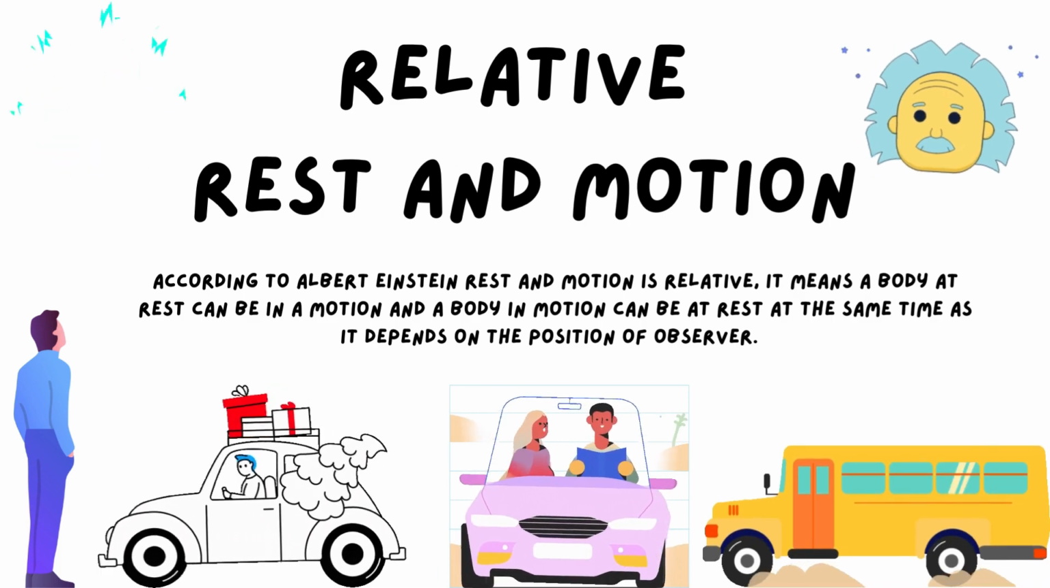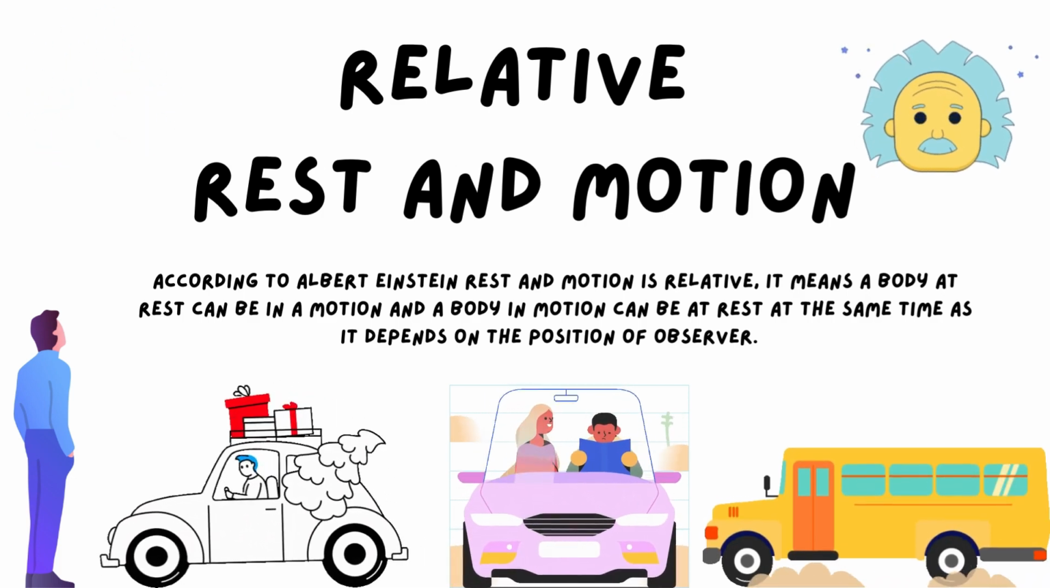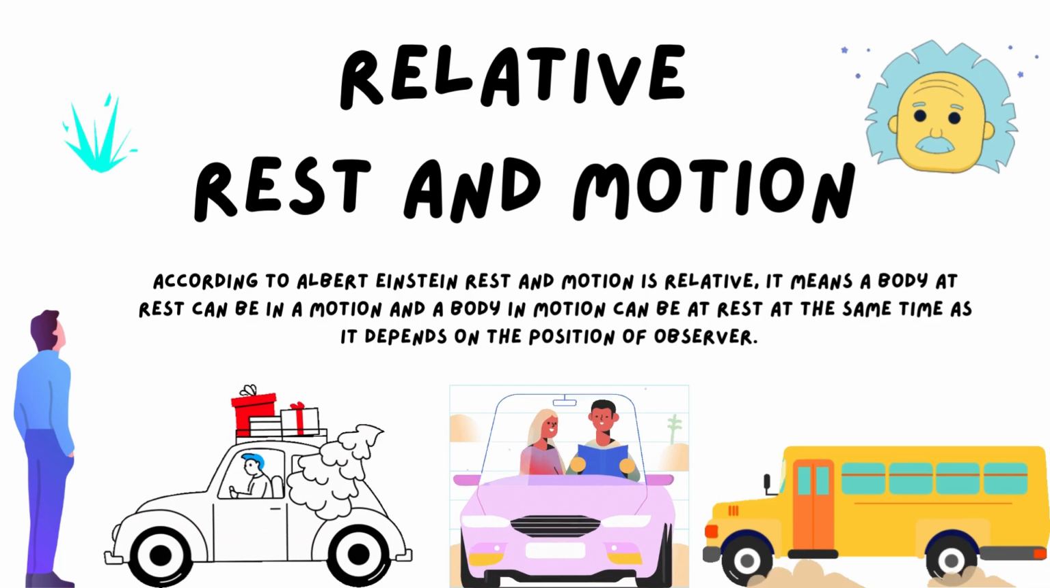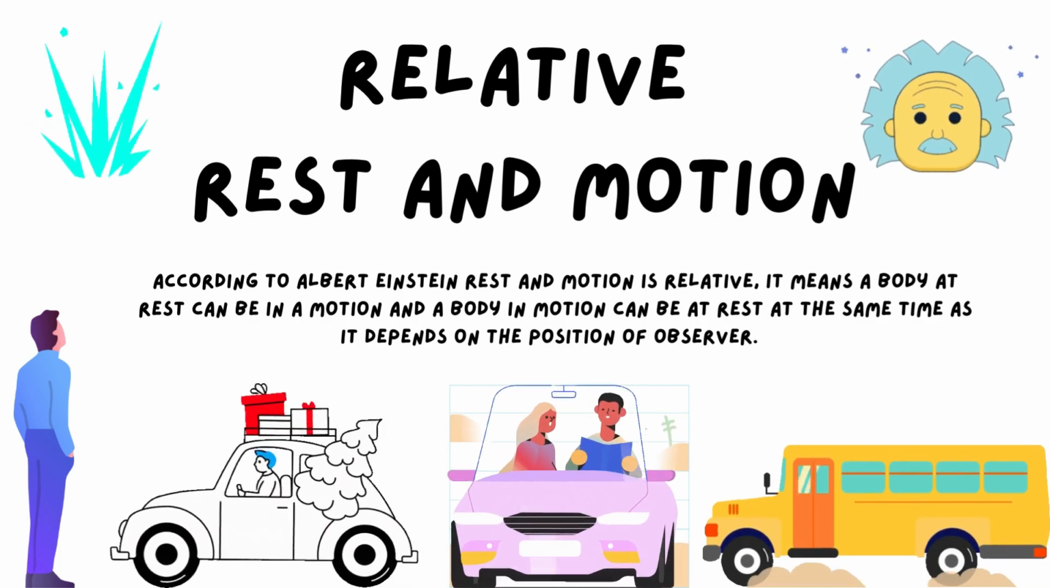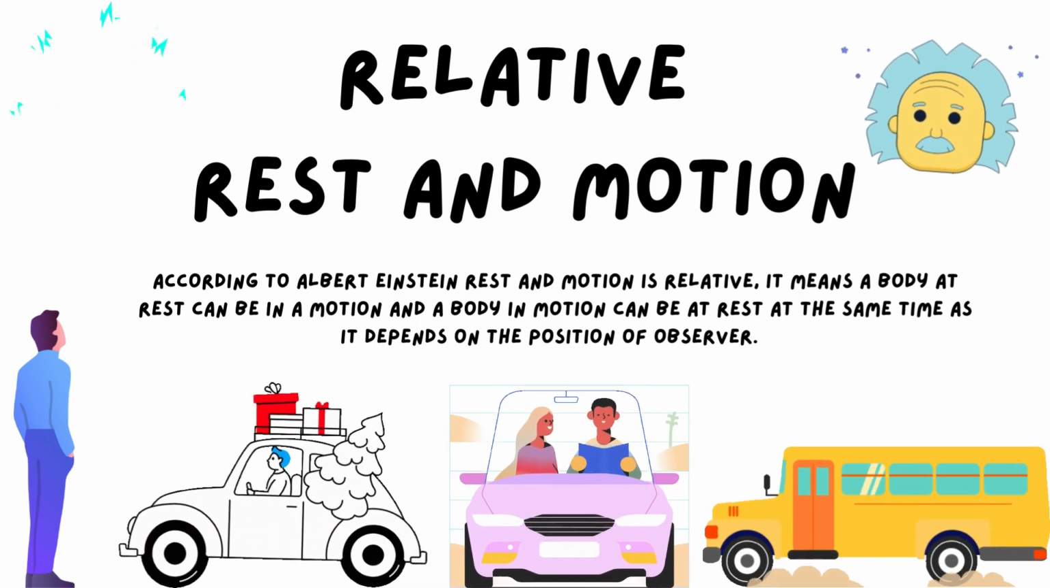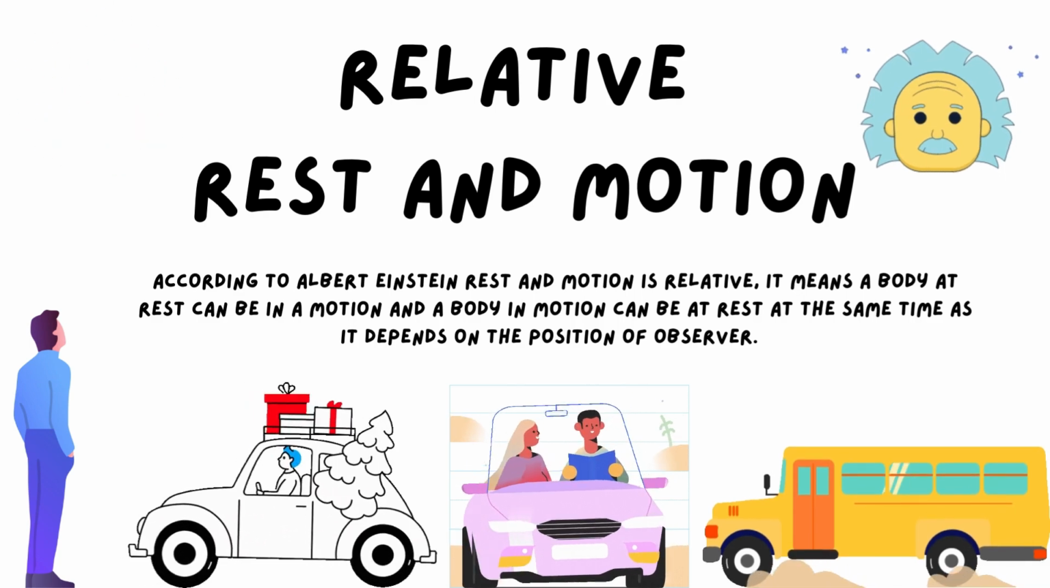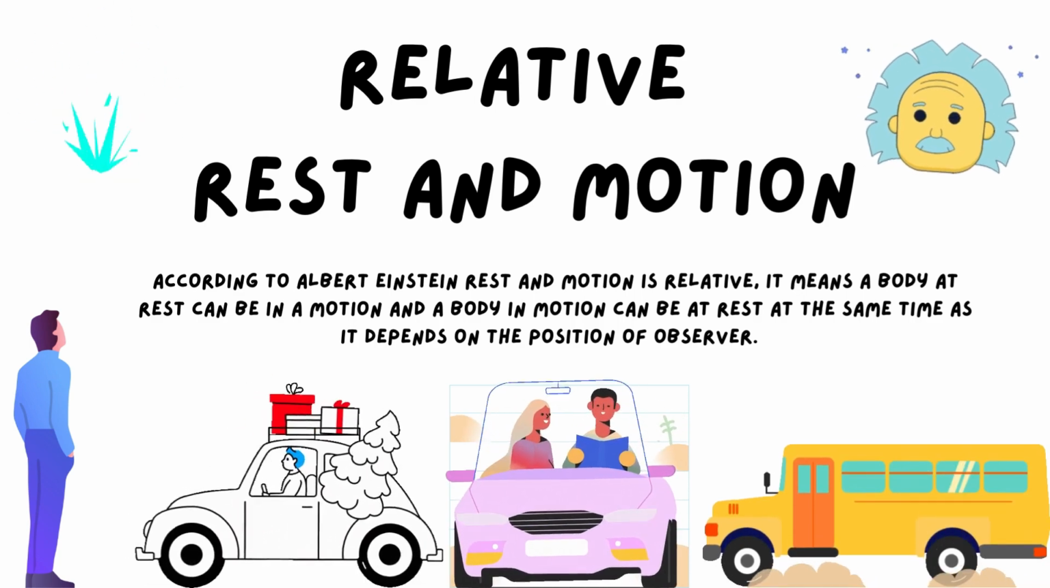Relative rest and motion. According to Albert Einstein, rest and motion is relative. It means a body at rest can be in motion and a body in motion can be at rest at the same time, as it depends on the position of the observer.